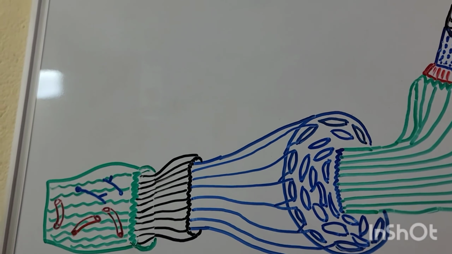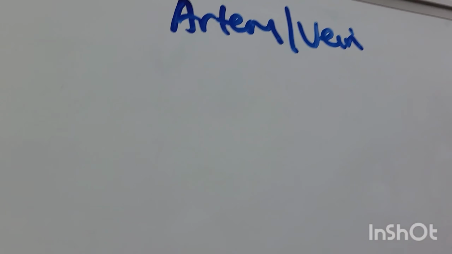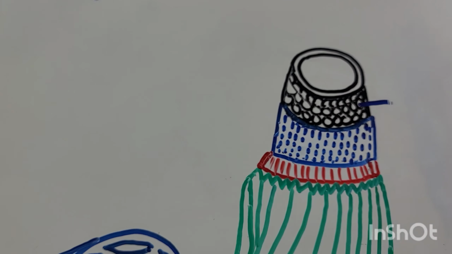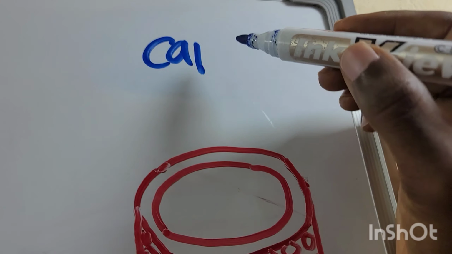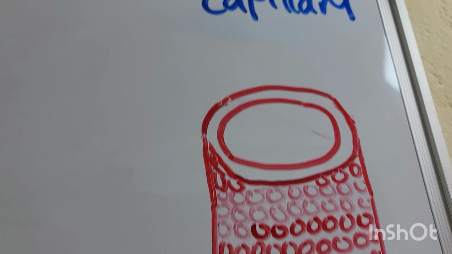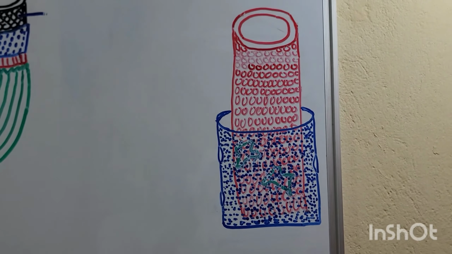Okay. So now this one here is going to be our artery, or vein, because those tunic layers are going to be exactly the same as those of the veins. Okay. And then this side here is going to be our capillary.